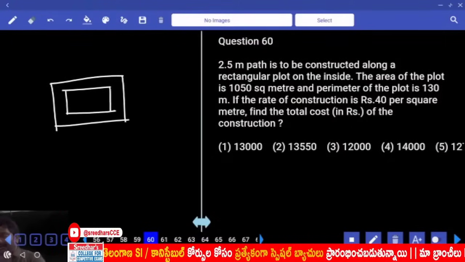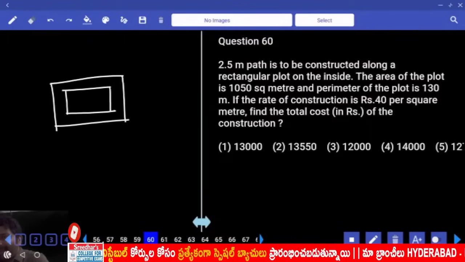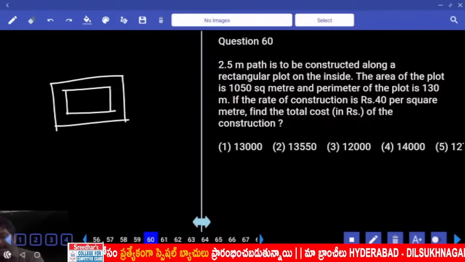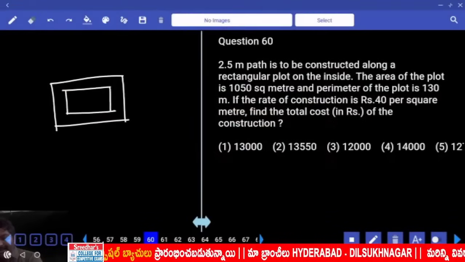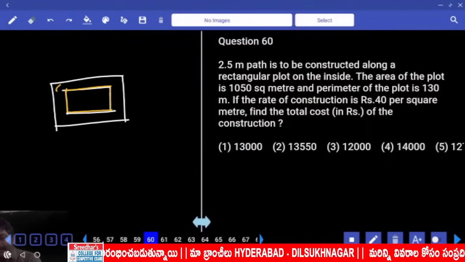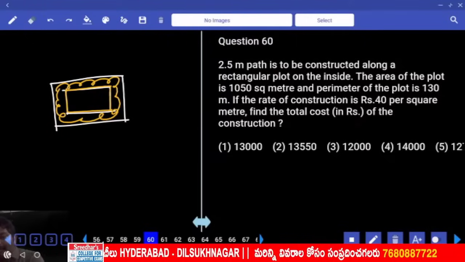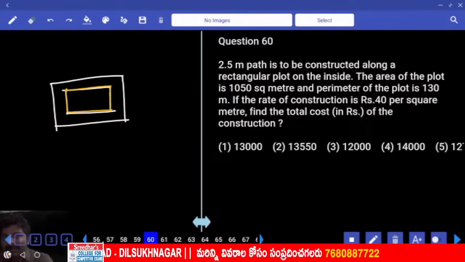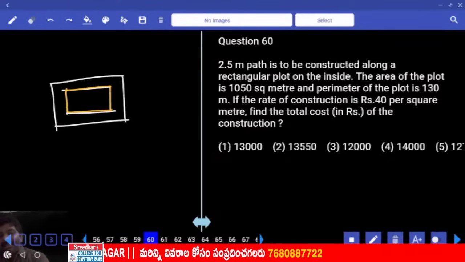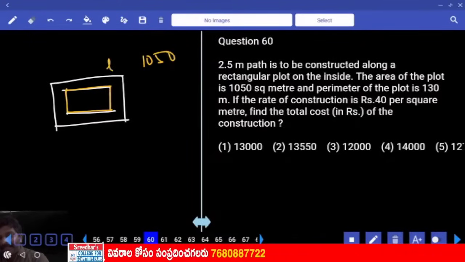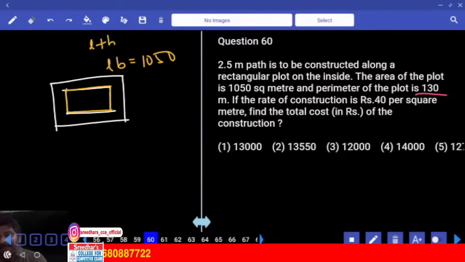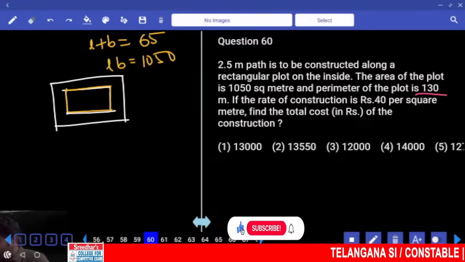So when you have a concentric rectangle, a rectangle in a rectangle, inside there is a rectangular path. This highlighted area is our path. White color rectangle is our original rectangle, whose area is 1050. LB is given. Perimeter is 130. That means L plus B is equal to 65. Using these values, people try to calculate what is L, what is breadth, but don't do that.